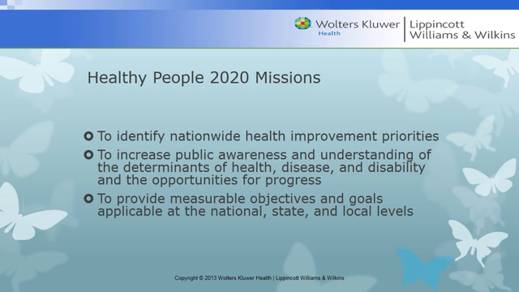Healthy People 2020 has 5 missions. The first is to identify nationwide health improvement priorities. The second is to increase public awareness and understanding of the determinants of health, disease, and disability, and the opportunities for progress. The third is to provide measurable objectives and goals that are applicable at the national, state, and local levels.